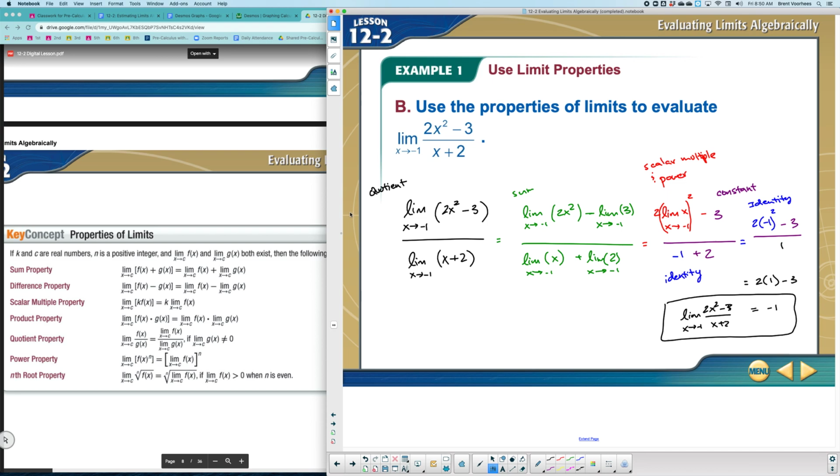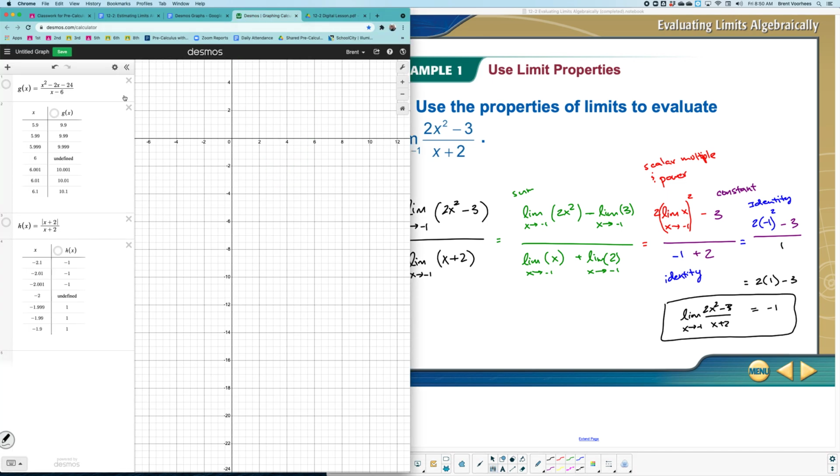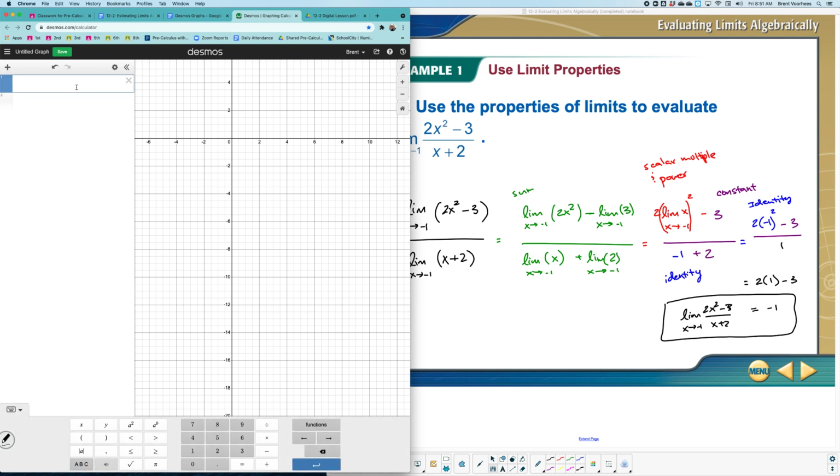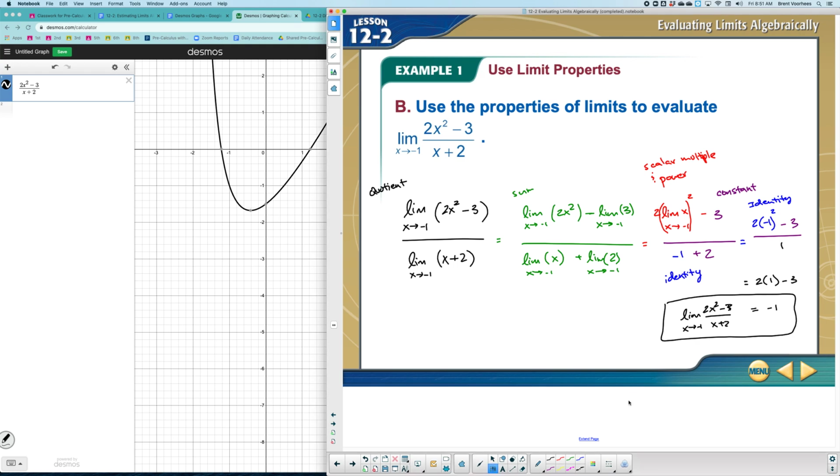And if you want to check this out by graph, you could. Let me clear off these. If I graphed 2x squared, make sure it's all dividing. Okay, 2x squared minus 3 over x plus 2. As we approach negative 1, you can see the y value that it's approaching is negative 1. As we approach from the right side and the left side, we approach negative 1. So we did, in fact, do that correctly.